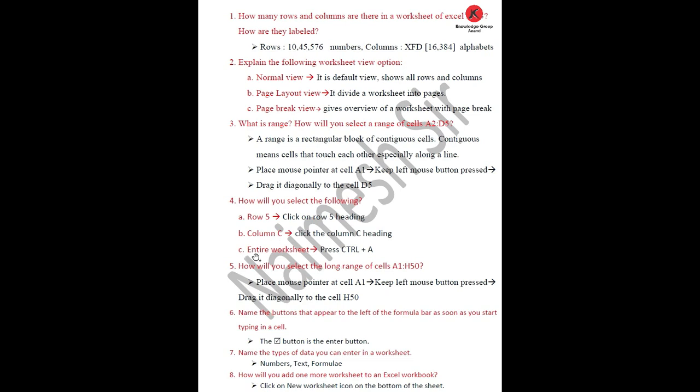How will you select the long range of cells A1 to H50? Place the mouse pointer at cell A1, keep the left mouse button pressed and drag it diagonally to cell H50. Name the buttons that appear to the left of the formula bar as soon as you start typing in a cell. This Enter button is used to enter the data. Name the types of data you can enter in the worksheet. You can enter 3 types of data: numbers, text and formulas.